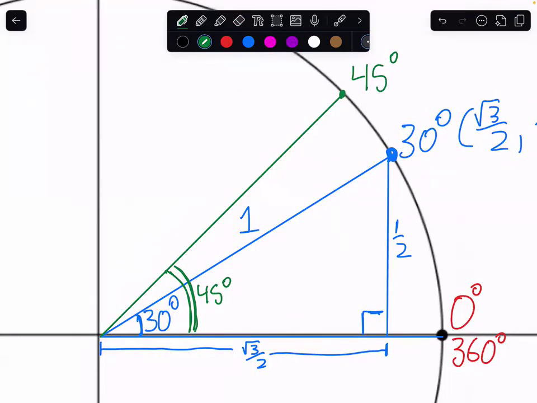Again, we want to work with right triangles, so we have to create a right triangle. From that point where your 45-degree terminal side hit the unit circle, draw what's called the altitude, the line straight down that hits at a right angle.